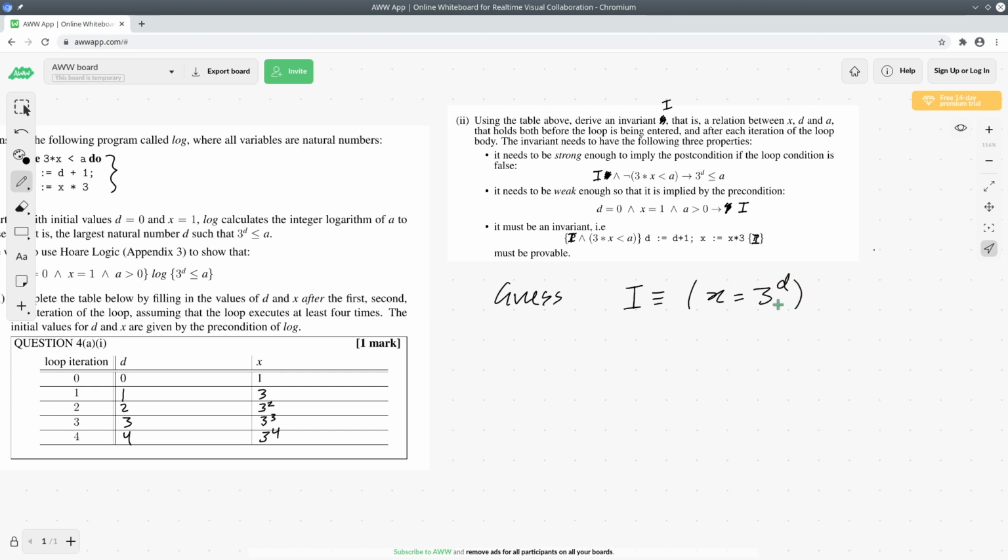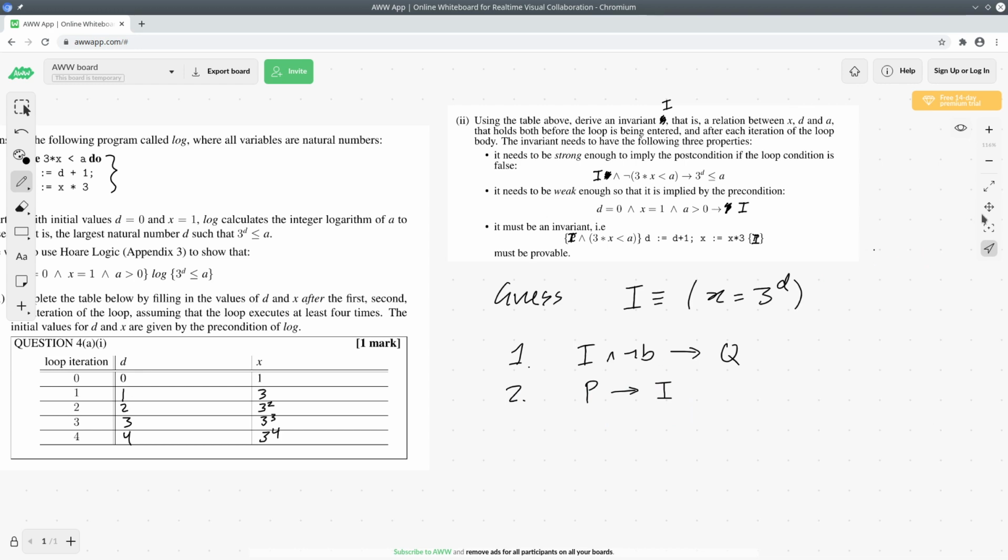Okay? Now it is certainly an invariant in that it's always true as the code executes, but it might be the case that it's potentially not strong enough or not weak enough for the other two properties to be the case. The other two properties that we need is it needs to be strong enough to imply the post condition if the loop condition is false. So I and not B implies post condition Q, and we need to be weak enough that it's implied by the precondition. So precondition P implies I.